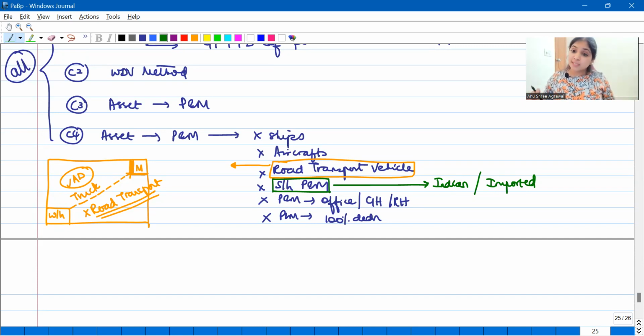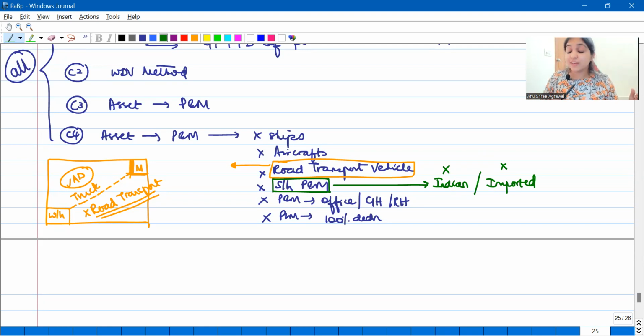Similarly, imported. Imported second-hand means what? You bought a second-hand plant and machinery, but the first buyer was using it outside India, so you imported the second-hand plant and machinery into India. It doesn't matter. Second-hand is second-hand. Whether it is Indian second-hand or imported second-hand, because it is second-hand, no additional depreciation at all. You might wonder, why are we even talking about imported then? If second-hand is second-hand, why are we trying to differentiate? The reason is there is actually another section which you will be learning a little later, section 35 AD.